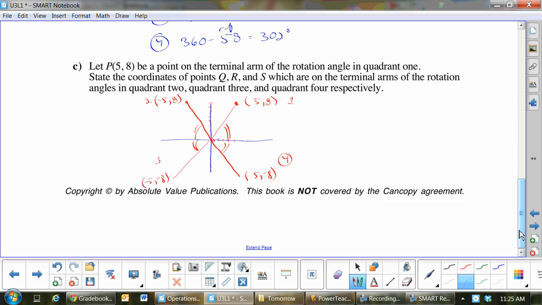Now, do you see how those will all have the same reference angle? The same angle to the x-axis. It's got to be acute. It's got to be an angle to the x-axis from the terminal arm.